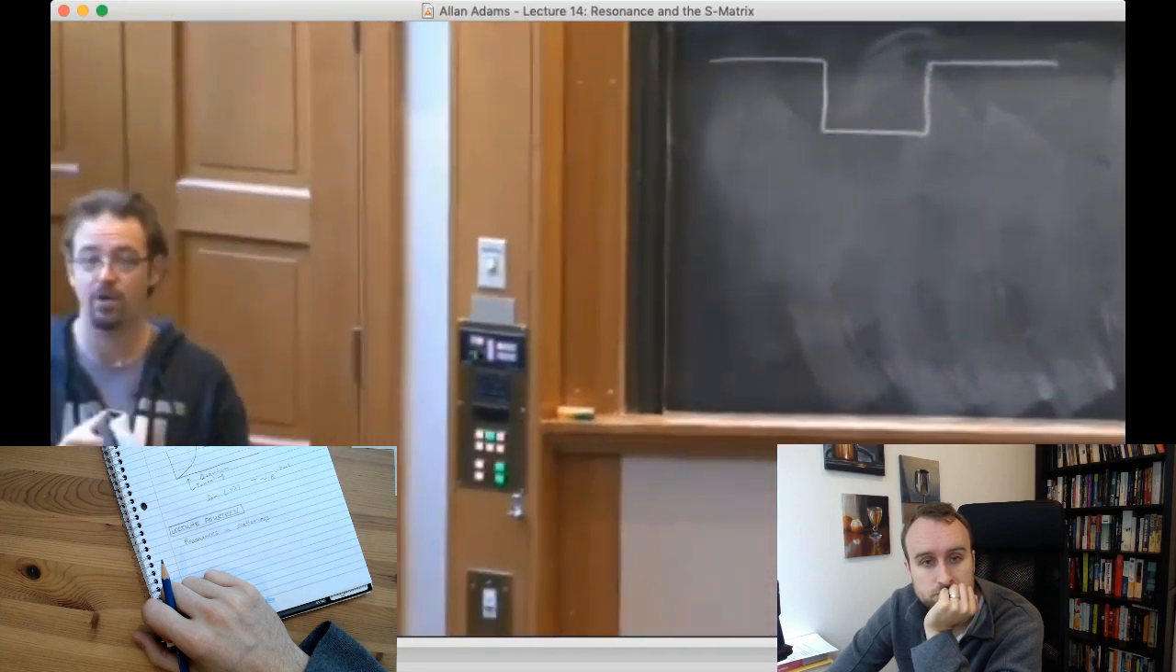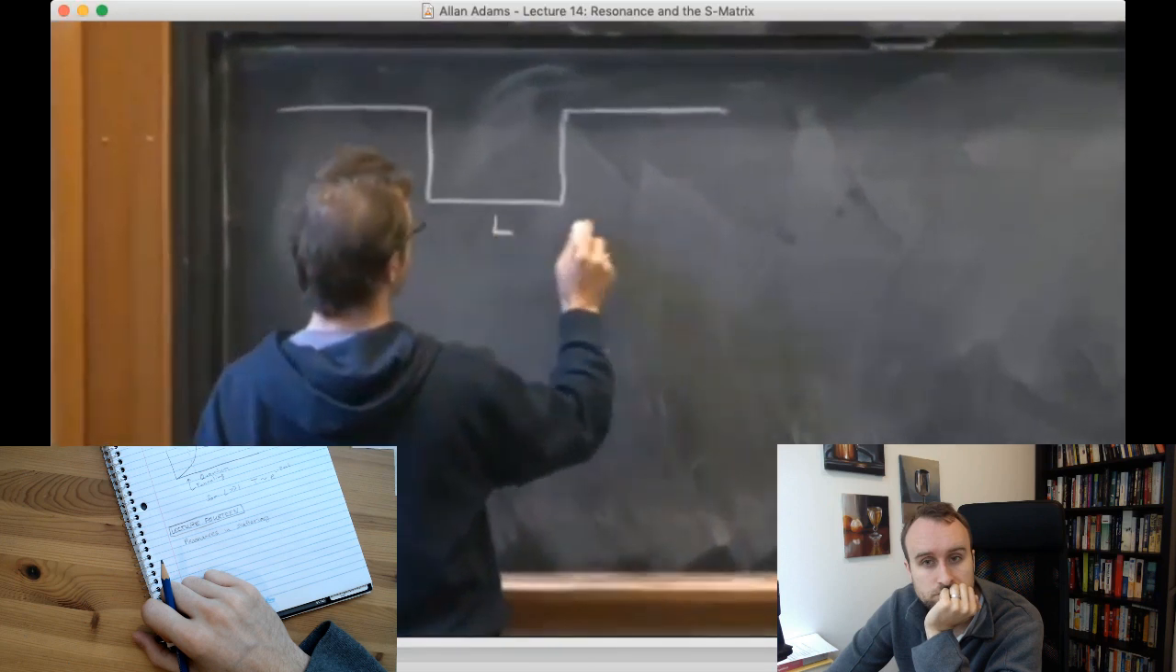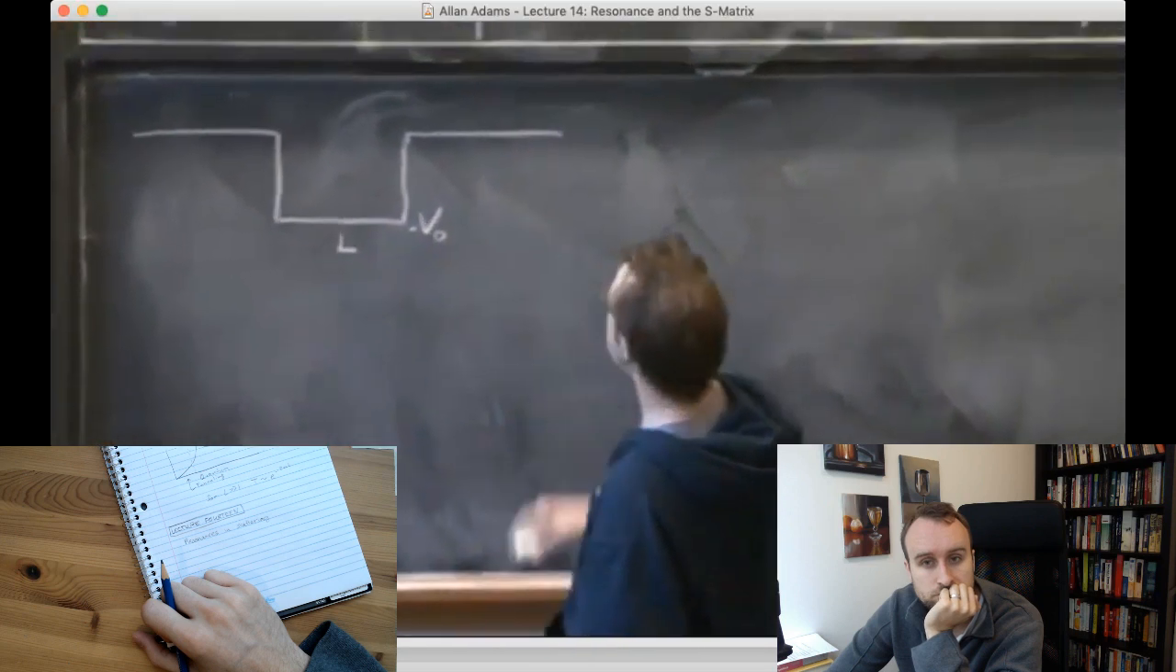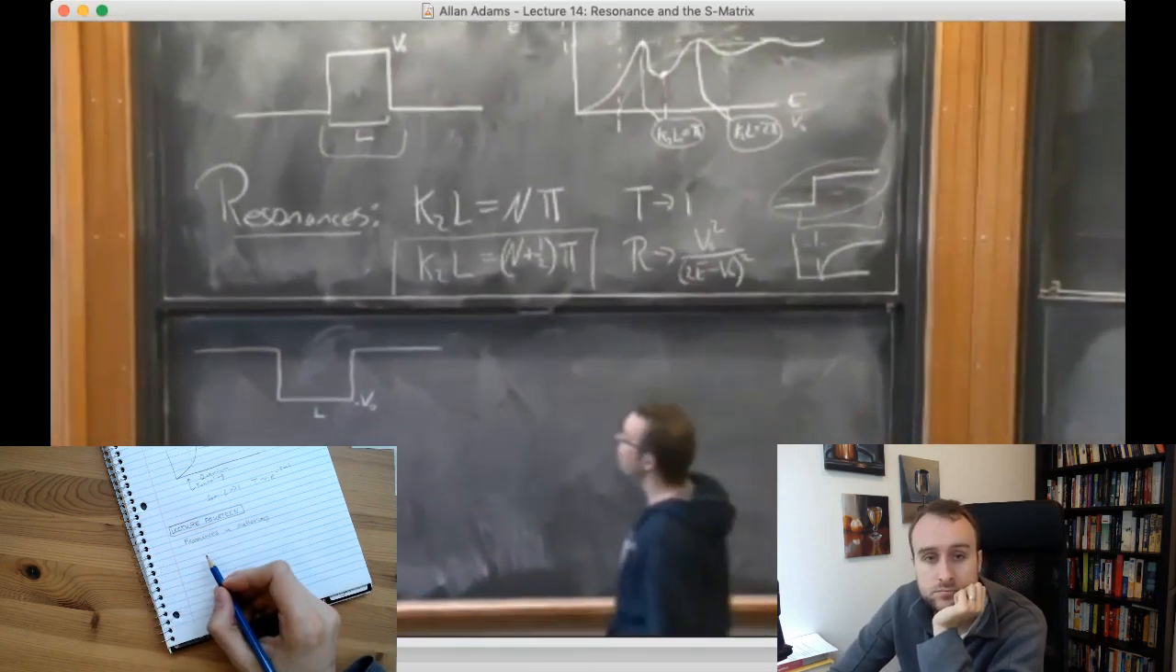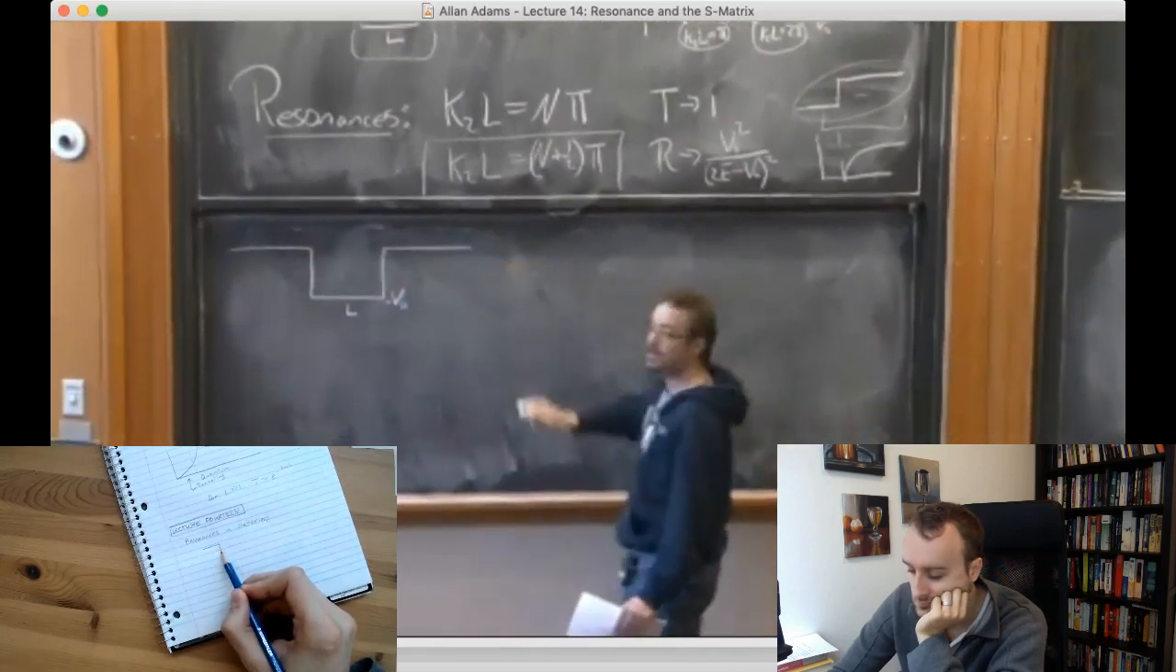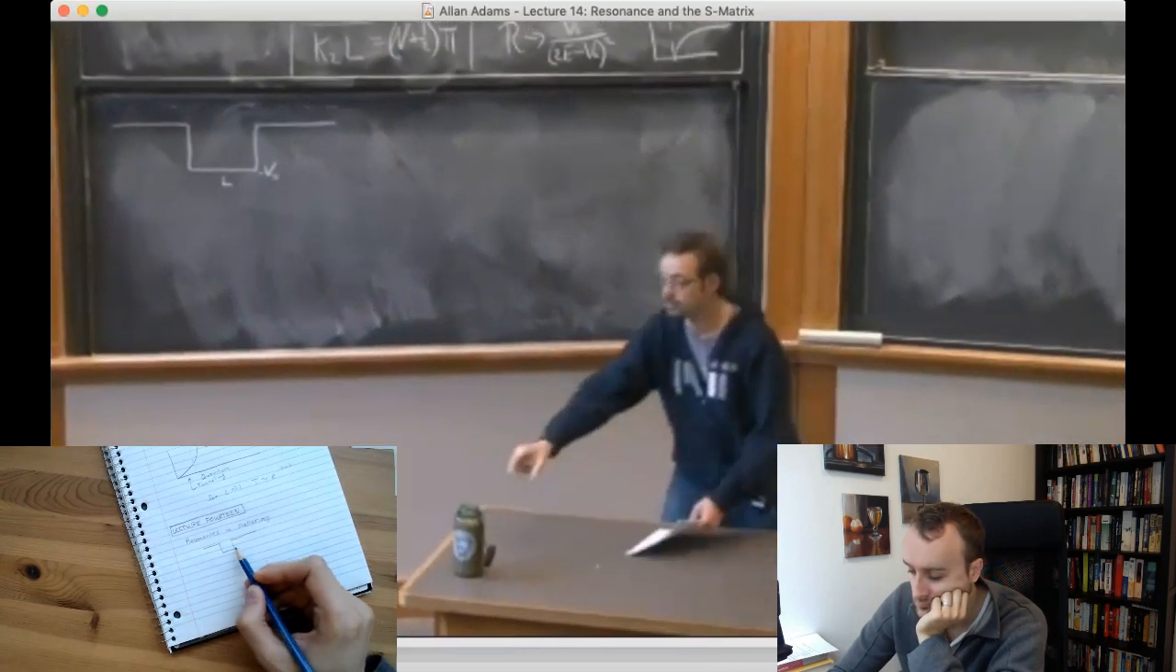You guys have solved the finite square well in your problem sets. Consider a finite square well again of width L and of depth minus V naught. So it's the same thing with V goes to minus V. Okay. And again, I want to consider scattering states. So I want to consider states with positive energy above the asymptotic potential.